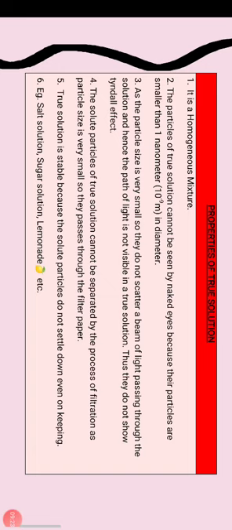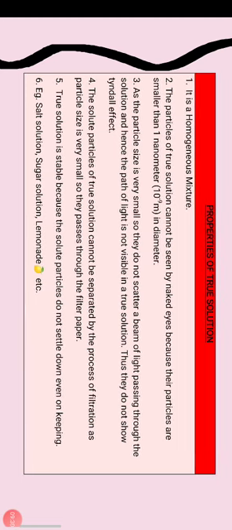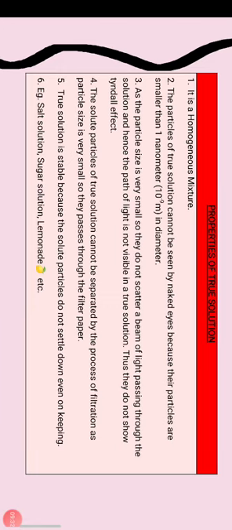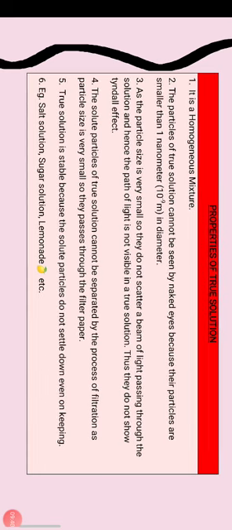Third point is, as the particle size is very small, so they do not scatter a beam of light passing through the solution, and hence the path of light is not visible. If I am taking the salt solution in a container and with the help of a torch I pass a beam of light, what I observe is that the beam of light goes straight after passing through the solution. That means it will not scatter. So the path of light is not visible in a true solution. Thus, they do not show the Tyndall effect.